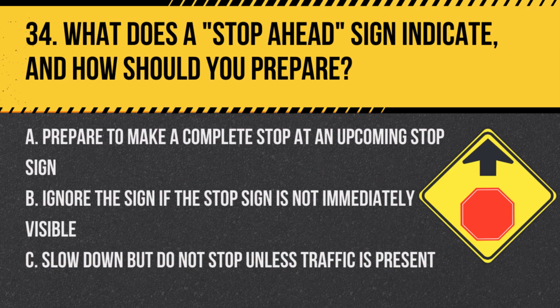Question 34. What does a stop ahead sign indicate, and how should you prepare? A. Prepare to make a complete stop at an upcoming stop sign. B. Ignore the sign if the stop sign is not immediately visible. C. Slow down but do not stop unless traffic is present. Answer. A. Prepare to make a complete stop at an upcoming stop sign. The sign serves as a pre-warning for an upcoming stop sign, especially when the stop sign is not immediately visible.